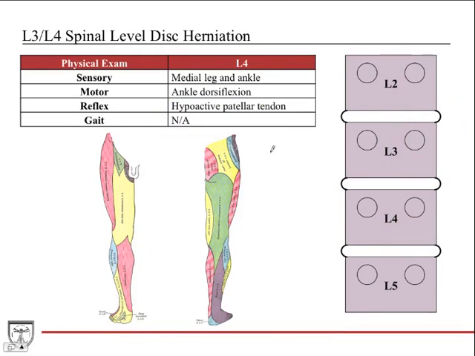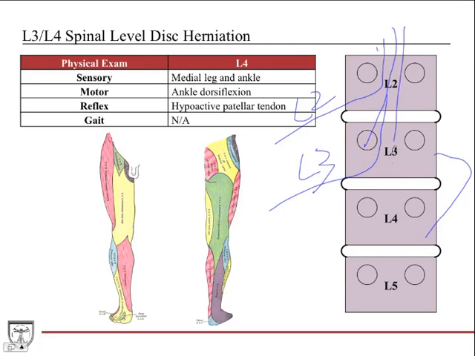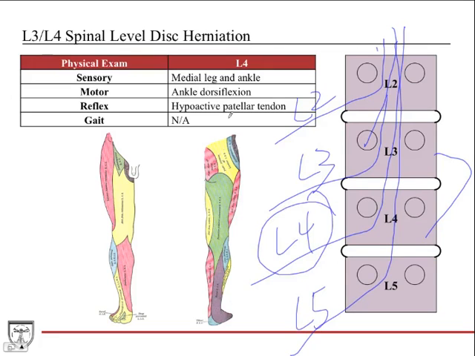So let's get to L3, L4 spinal level. That's going to be this level here. Again, let's draw our nerves. L2 is coming out like that. L3 is coming out like that. And then L4 is coming out like that. And then L5 is coming out like that. Okay, so let's talk about L4 here. L4 is going to be medial leg and the ankle. So this dermatome right here, that's going to be what's going to be numb.